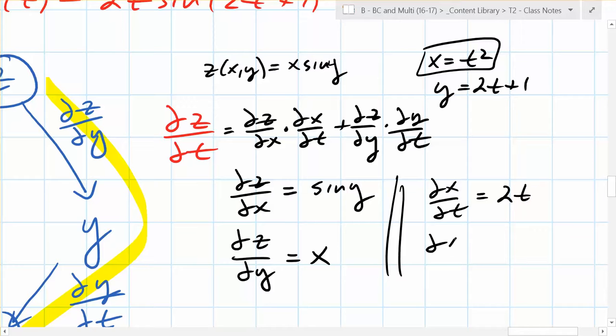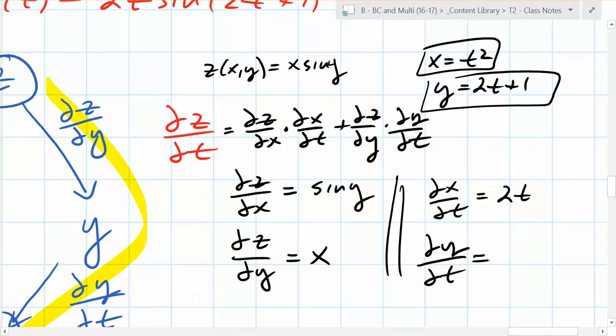2t. And what's the partial x with respect to y? Oh, sorry. Partial x with respect to t. Sorry. Partial x with respect to t. dy dt. I erased the wrong one. Sorry. dy partial t. What is that? 2. That's the easiest one. I'll fix it. I fixed it wrong. Okay. So now you just fill in the blanks.